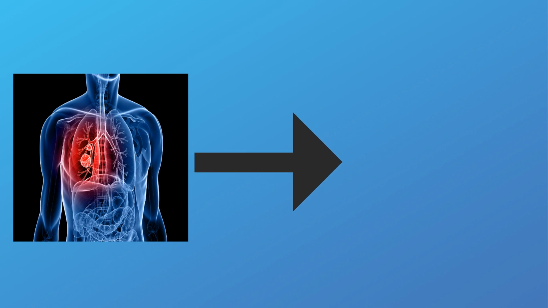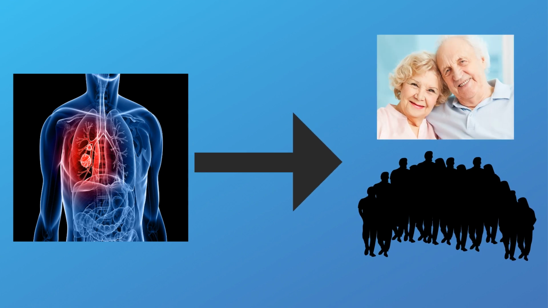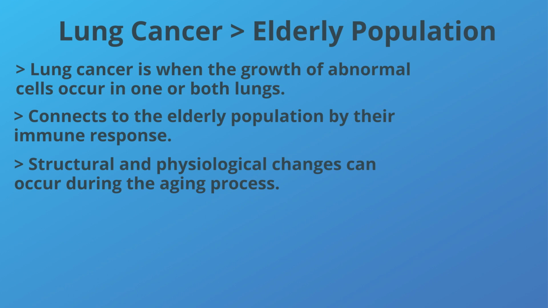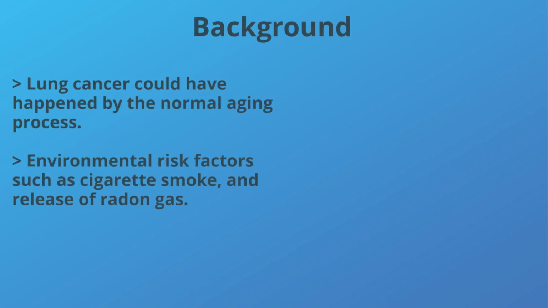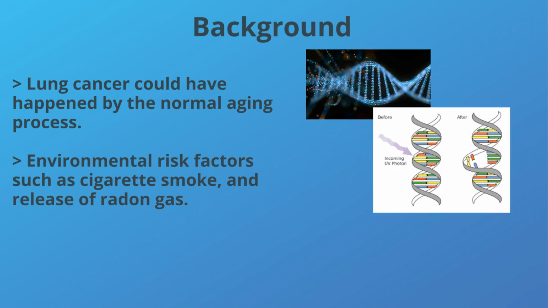Now, let's talk about lung cancer and how it relates to the elderly population. Lung cancer is the abnormal growth of cells in one lung or both. It relates to the elderly population because of their aging process. Their structure, functions, and immune response change with age. The most common cause of lung cancer in the geriatric population is the normal aging process causing DNA mutations, which are errors in the DNA strand.